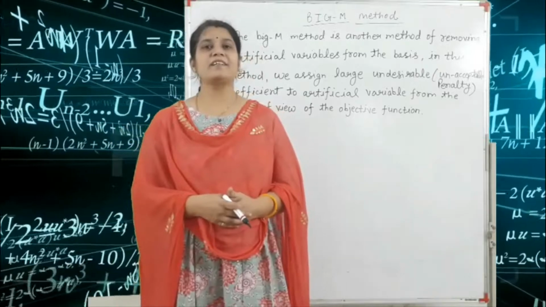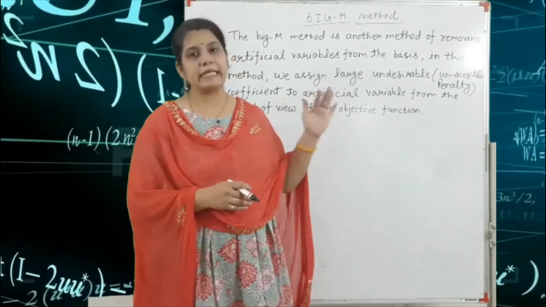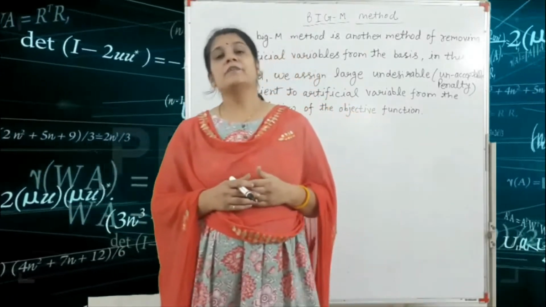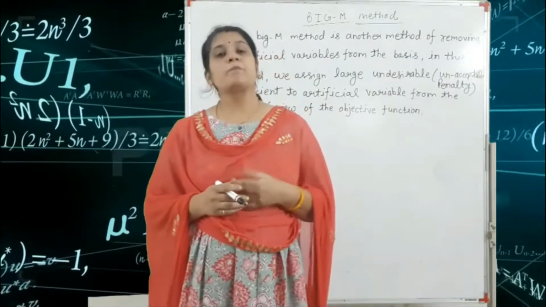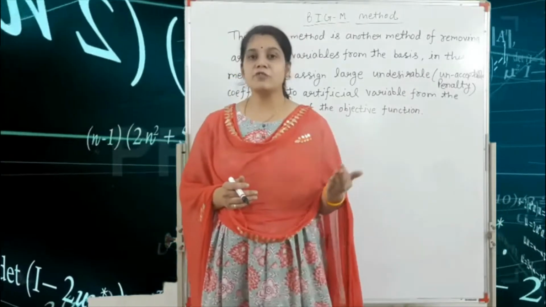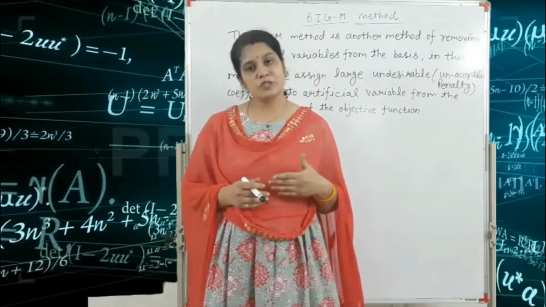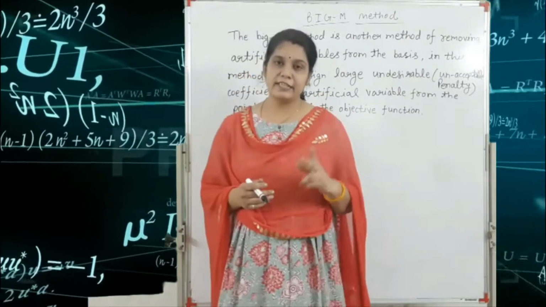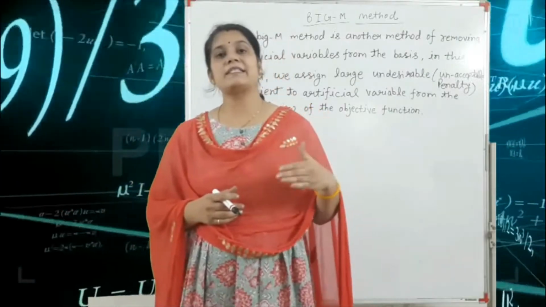Today I am going to take a lecture of operation research and our method name is the Big M method. We have already seen in our previous lecture the graphical method and the simplex method. The graphical method is always used for two variables, but the simplex method is used for two or more than two variables. But there is one condition: the simplex method is always given in the maximization form.